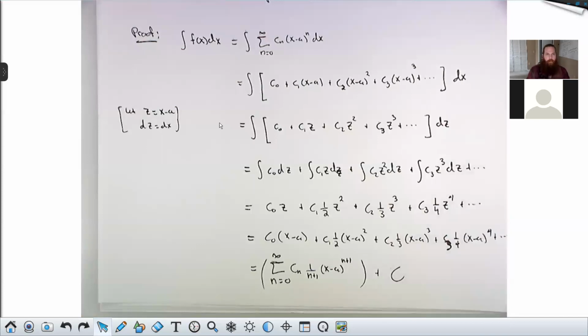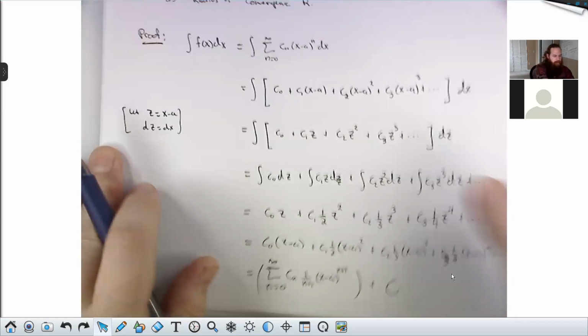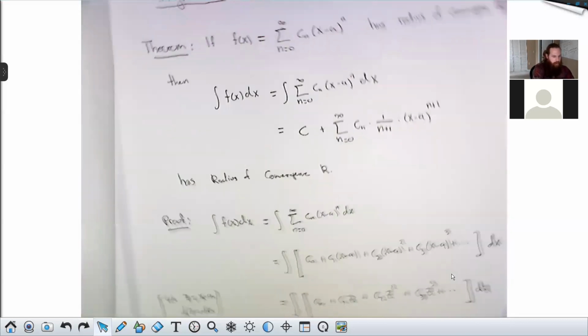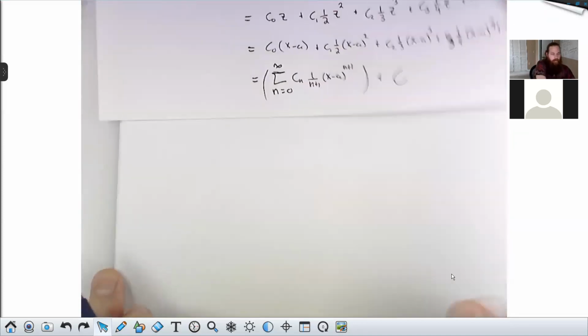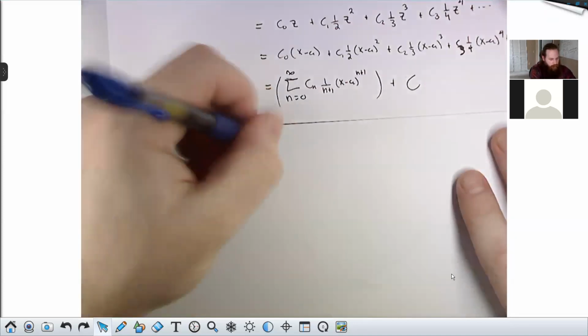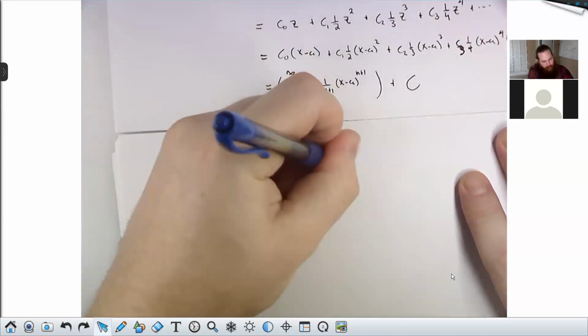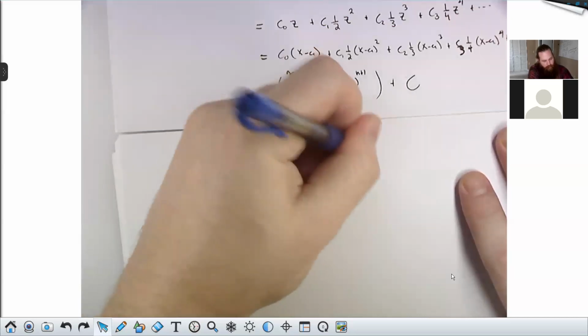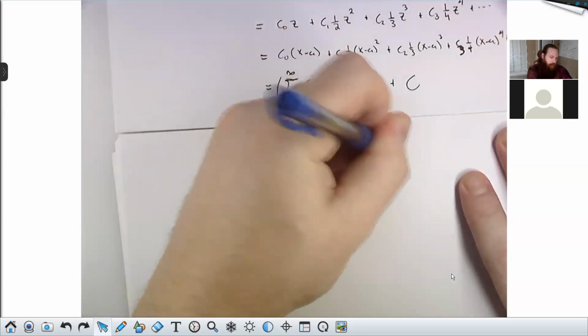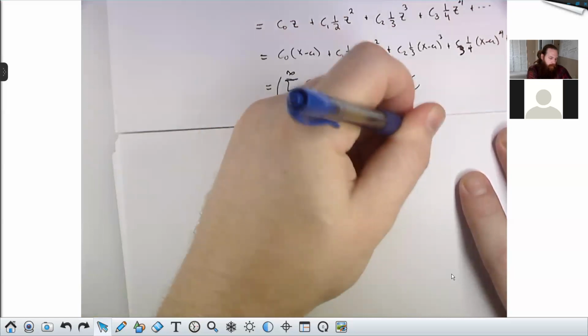And that's the proof. The integral of f of x is this formula, the formula that I gave you in the theorem, with an additive constant. And usually we like to write this additive constant out front so people can tell that it's not inside the series. So as my last line here, I would say, which is equal to C plus sigma n from 0 to infinity Cn 1 over n plus 1 x minus a to the n plus 1.